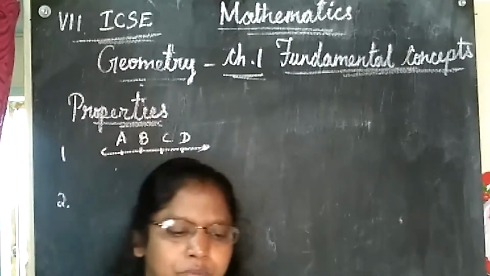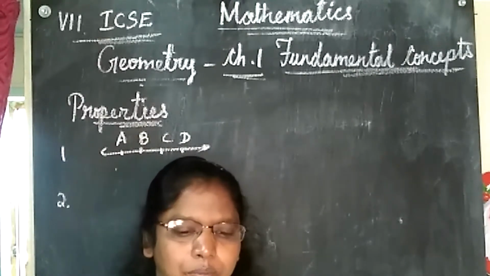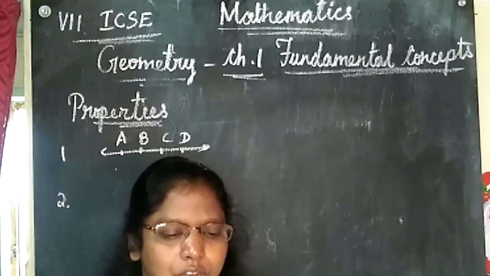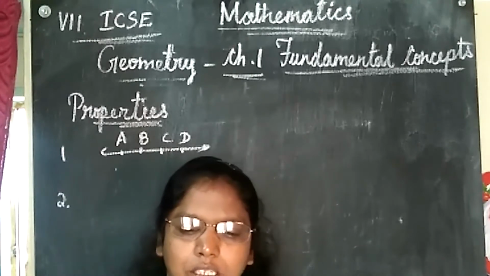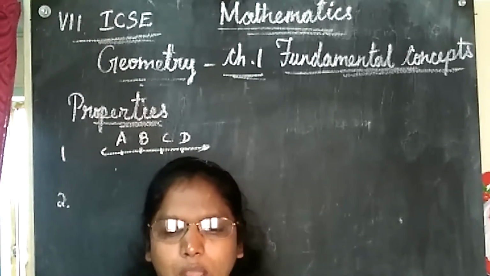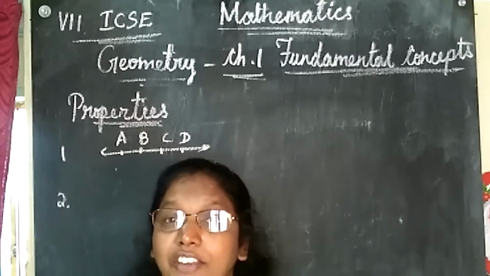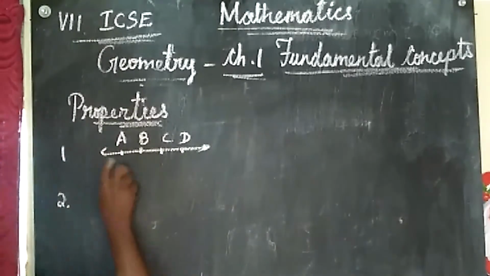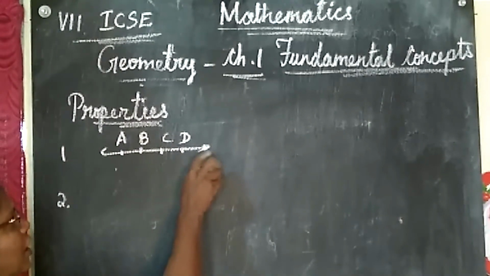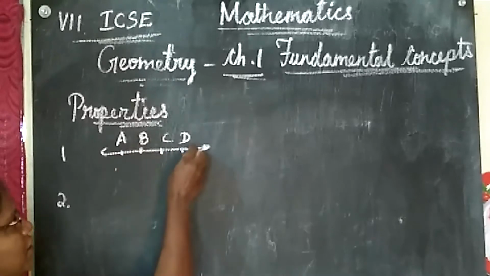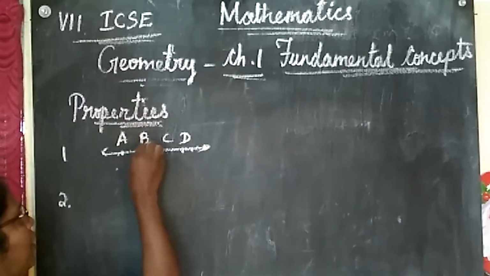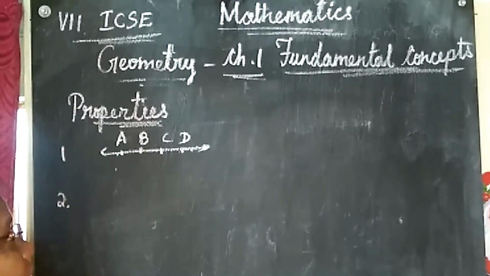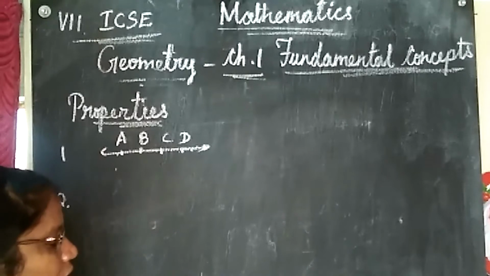Children, take your book. Turn your book to page number G4. Some properties are given there. We'll see one by one. Property number 1: there are an infinite number of points on a straight line. Here I have drawn a straight line. For example, I have taken A, B, C, D, but we can take many. There is no end. Infinite number of points are there on a straight line.